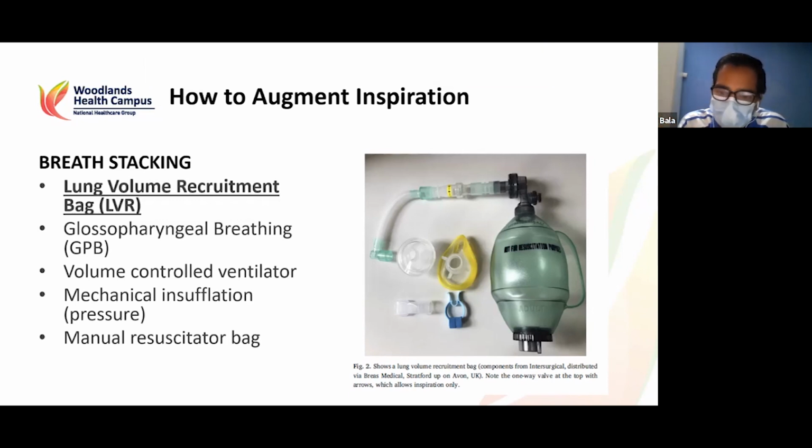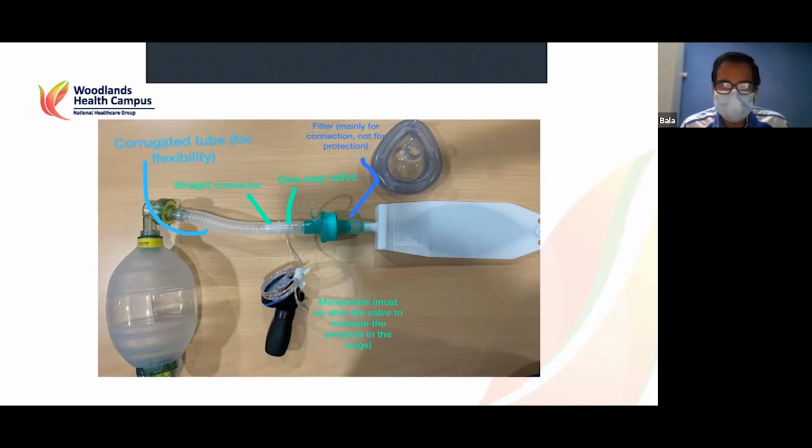There are many ways to augment inspiration. The first common way is lung volume recruitment, which is called breath stacking, glossopharyngeal breathing, volume controlled ventilator, mechanical insufflation. You can use the cough assist machine. The component of insufflation can be used to breath stack, or if lung volume recruitment is not available, you can use a normal manual resuscitator bag to inflate your lung.